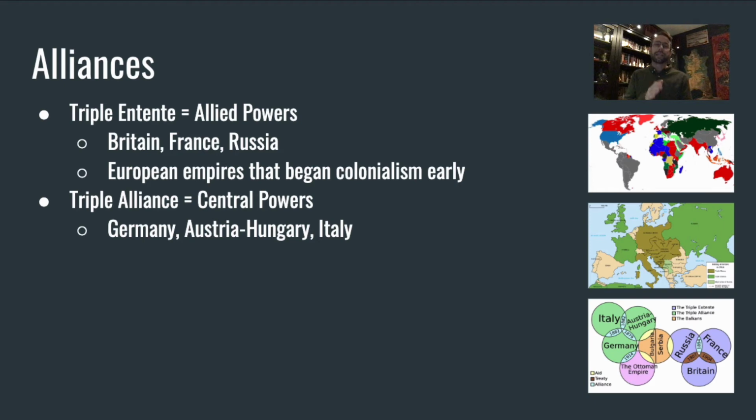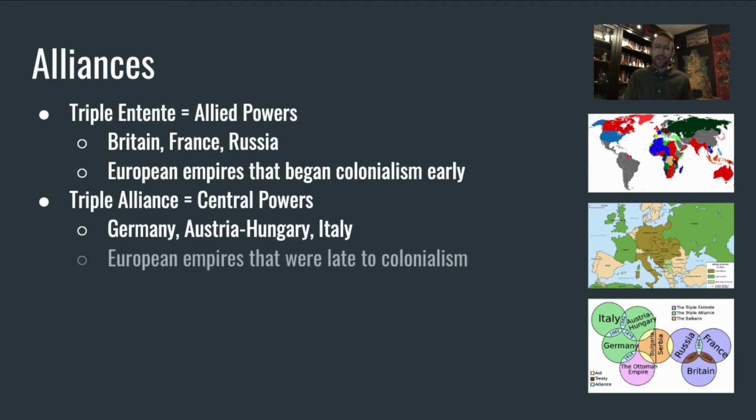Something to note is Italy does change sides in World War I partway through, but they started off on the side of the Central Powers and part of this Triple Alliance. So, who were these groups? What did they have in common? They were those empires that were late to colonialism. So they did not build as a nation as quickly, so they weren't as unified.